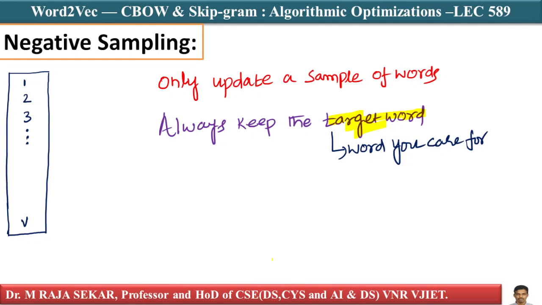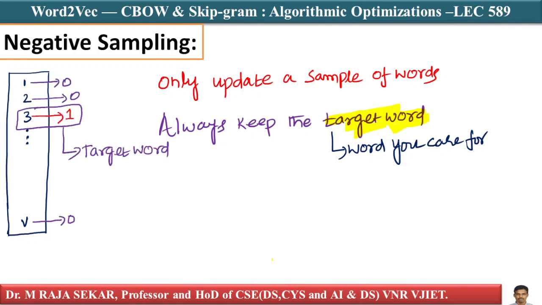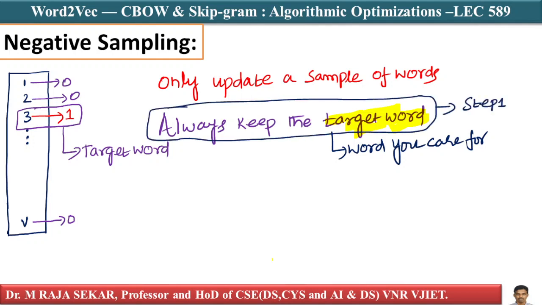Suppose, imagine the output you want is the third output. Let me assume the output I want is the third output. Therefore, the third output is set to 1, isn't it? Everything else will be set to 0. The third output is the only target word. Keep everything corresponding to the target word, don't touch that one. Keep that target word and set all other words to 0. That is step number 1, isn't it?